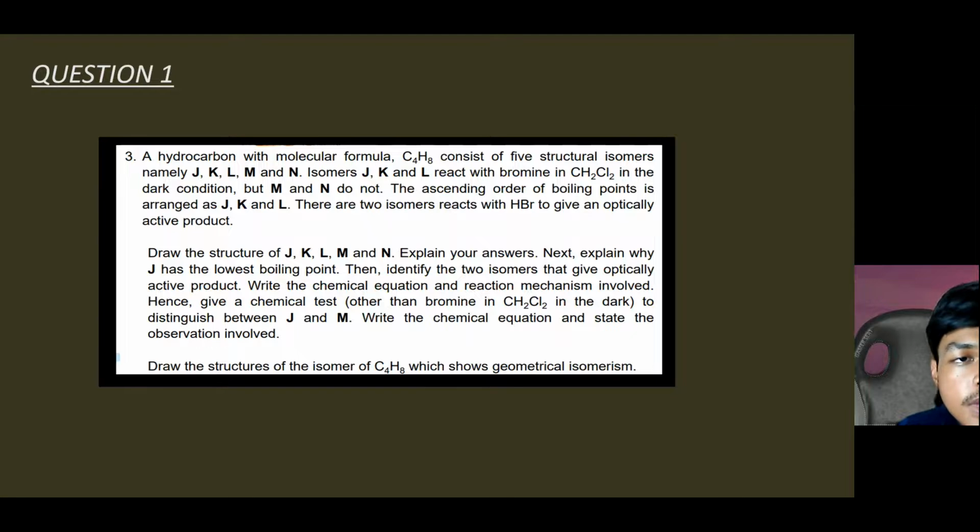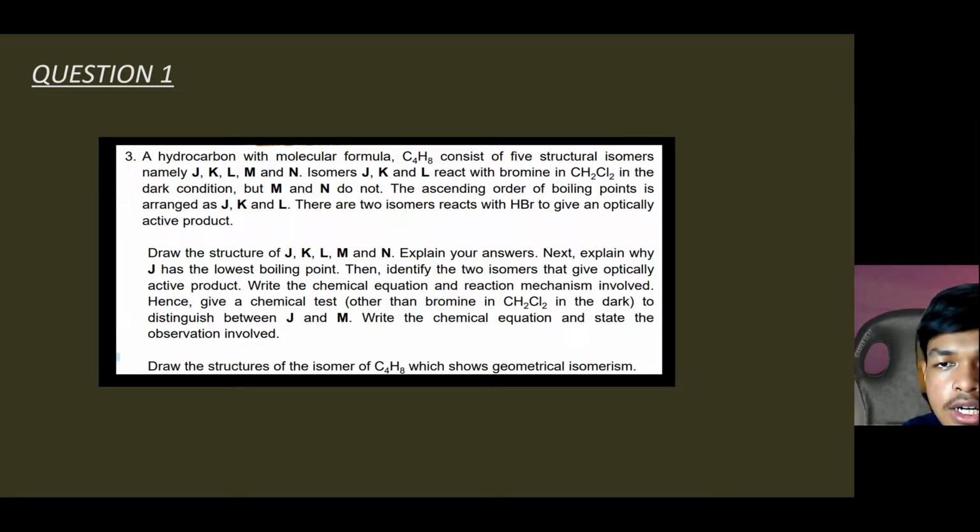For question 1, a hydrocarbon with molecular formula C4H8 consists of 5 structural isomers, namely J, K, L, M, and N. Isomers J, K, and L react with bromine in CH2Cl2 in the dark condition, but M and N do not. The ascending order of boiling points is arranged as J, K, and L. Two isomers react with HBr to give an optically active product. Draw the structures of J, K, L, M, and N.